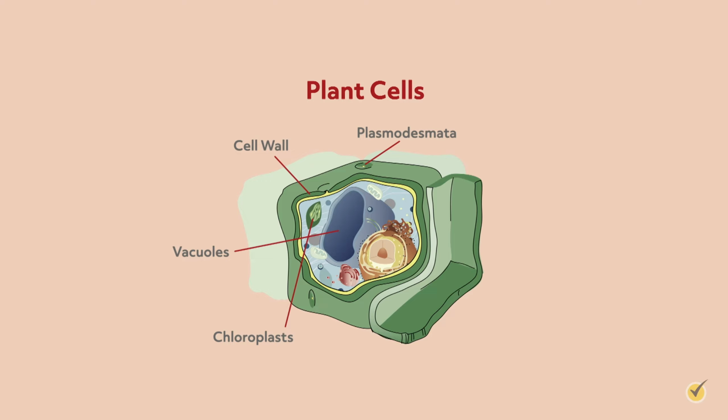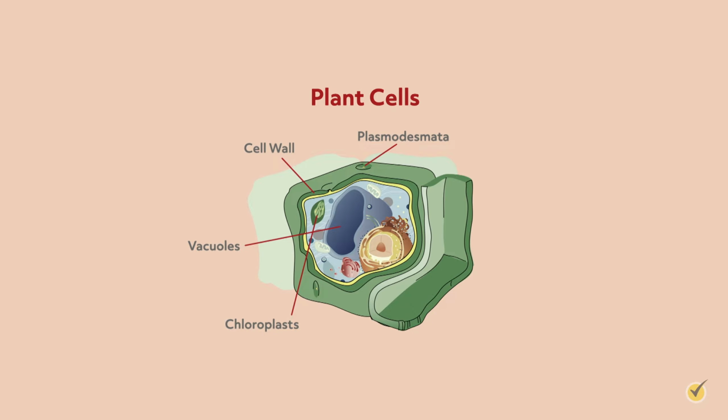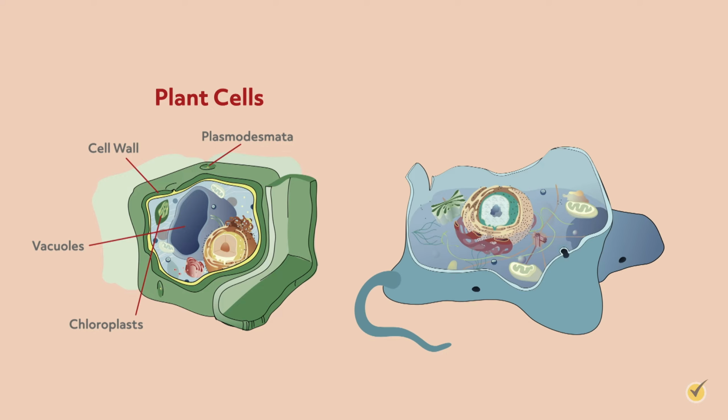Vacuoles usually take up a large part of the available space in the cell because they store water and other nutrients for the cell to use. If water is scarce, the vacuole will contract and the overall cell size will shrink as well. Animal cell size varies a lot depending on the tissue type, but overall, animal cells are smaller than plant cells.